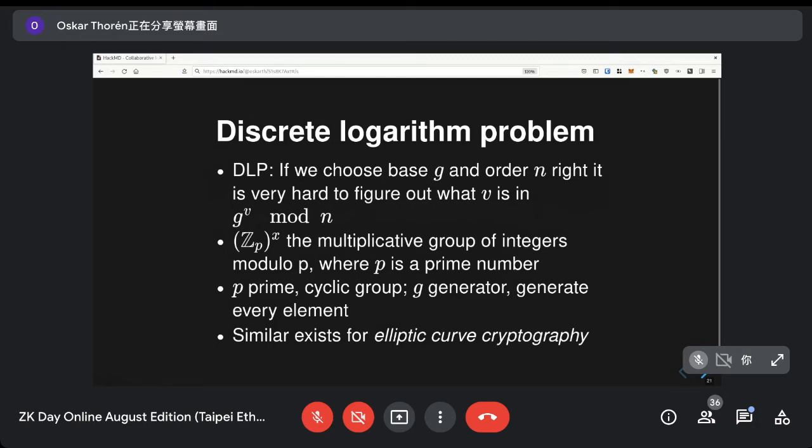In this case, we're using this group, the multiplicative group of integers modulo p, where p is a prime number. And a group here is just some set of elements, integers up to p minus 1 in this case, and some operation, multiplication in this case. And since p is a prime, it's what's called a cyclic group. That means there's a generator that can generate every element in this group. You also have equivalent groups that exist for elliptic curve cryptography, which we'll touch on later.